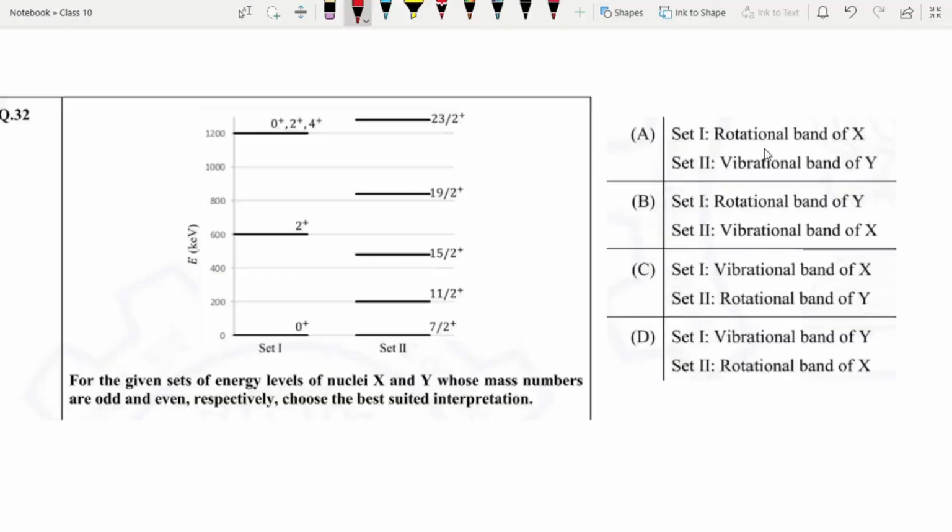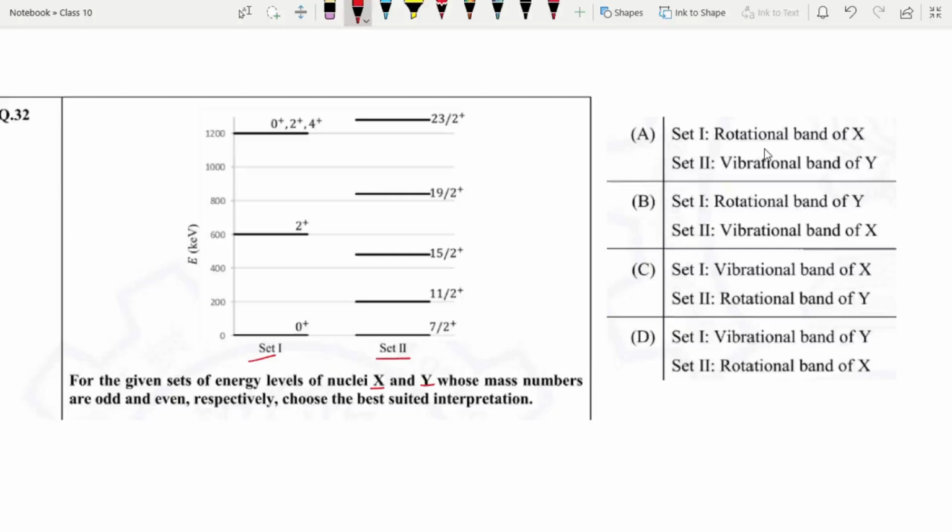For the given sets of energy levels of nuclei X and Y whose mass number are odd and even respectively, choose the best suited interpretation. In the question, they have given two sets of energy levels, set 1 and set 2. And they have given two nuclei. It corresponds to nuclei X and Y. In the question, they have asked us to find to which nuclei the sets belong.